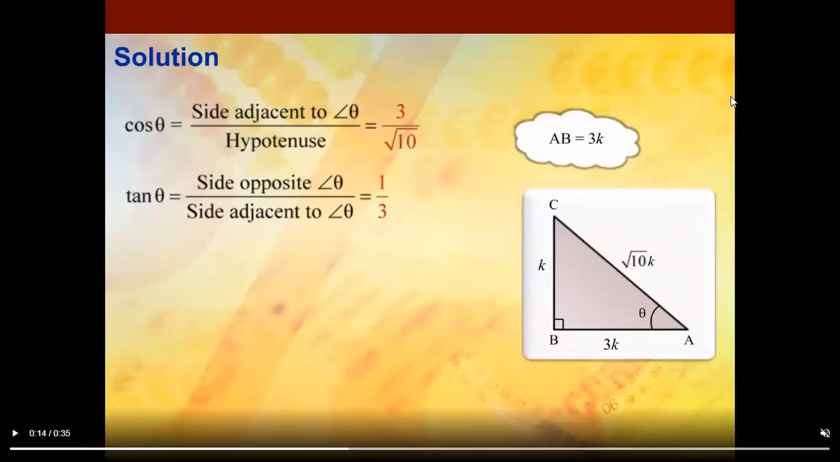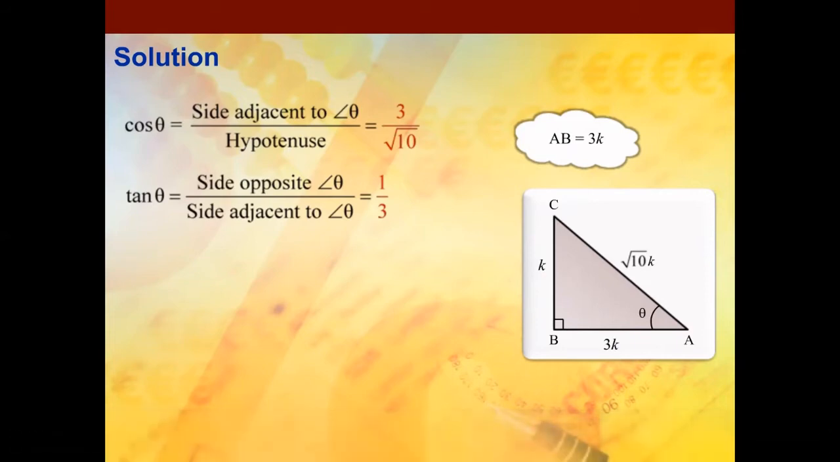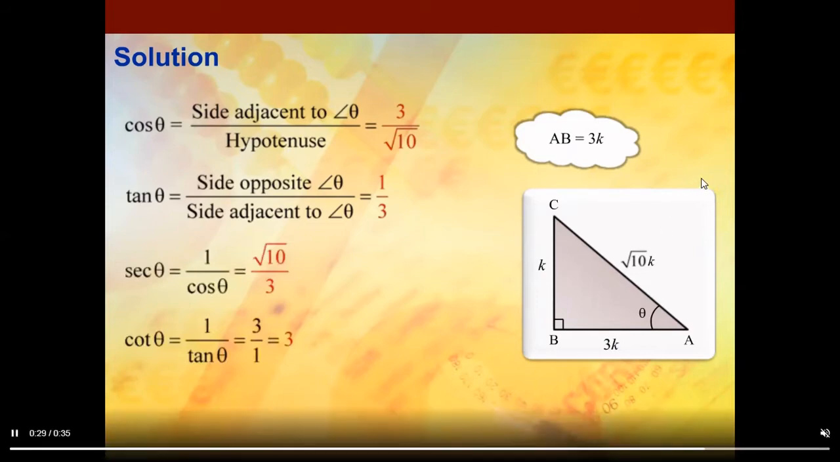In the similar way, you can find the remaining trigonometric ratios. Tan theta is already done. Secant theta is nothing but 1 upon cos theta, which is the reciprocal. So we already got cos theta as 3 upon root 10, so secant theta is root 10 upon 3. Then cot theta is the reciprocal, 1 over tan theta. Tan theta value is 1 by 3. So when you substitute in the denominator, you will get cot theta as 3.